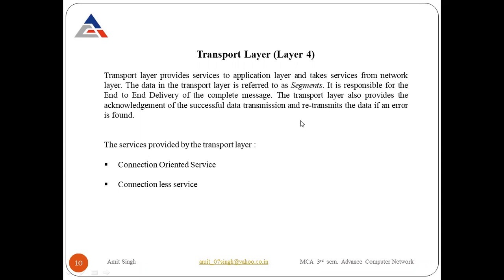It is responsible for the end-to-end delivery of the complete message. The main functionality of the transport layer is sending the complete message from where the message starts to where it ends, from one system to the other system. The transport layer also provides acknowledgement of successful data transmission and retransmits the data if an error is found. It is responsible for successful data delivery with the help of acknowledgements and retransmission if any error occurs. Clear? So this is the responsibility of the transport layer.